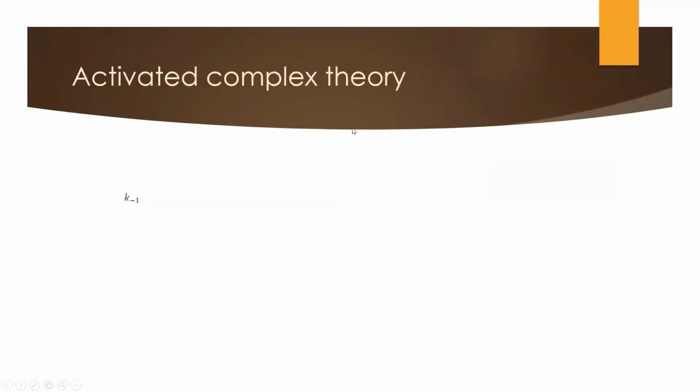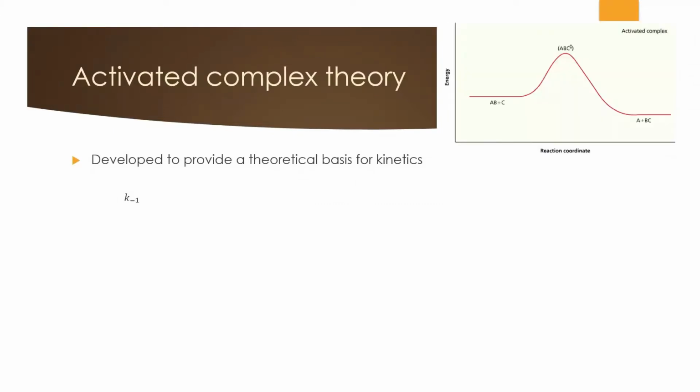The last thing I'll mention is activated complex theory. So activated complex theory is an attempt to bring statistical thermodynamics into these rate equations. This is developed to provide a theoretical basis for kinetics. The idea behind activated complex theory is that as you go from AB plus C to A plus BC, there's some sort of transition state that we have to encounter. You can think of this as like a 5-bonded carbon. You've done these sorts of things in organic chemistry. So there's some sort of transition state that we might encounter.